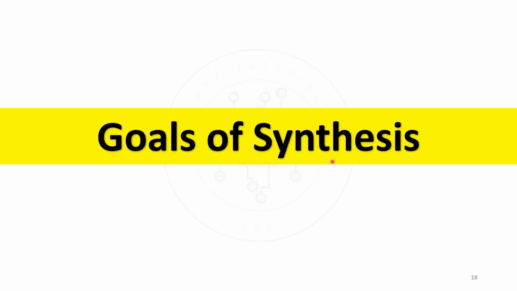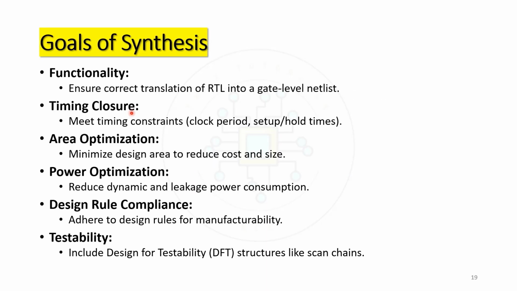Now let us see what are goals of synthesis. First one is functionality. Ensure correct translation of RTL into gate level netlist. So initially we are providing RTL, and at the output we are getting gate level netlist. So functionality should be matched. So this can be checked by using a tool called Conformal LEC. Next, timing closure. Meet timing constraints. So here it depends upon clock period, setup, hold times and so on. So generally there are some of the constraints. We will be seeing them in more detail in the upcoming videos.